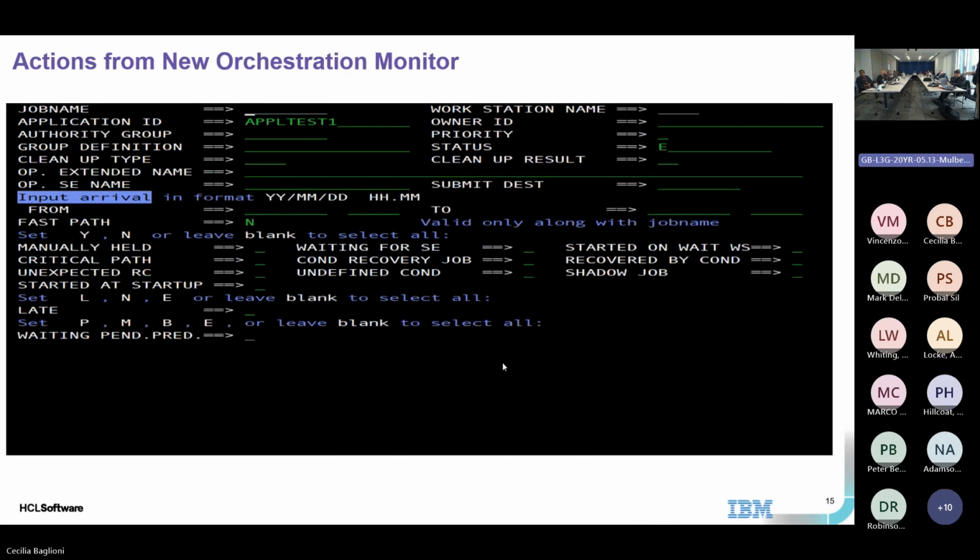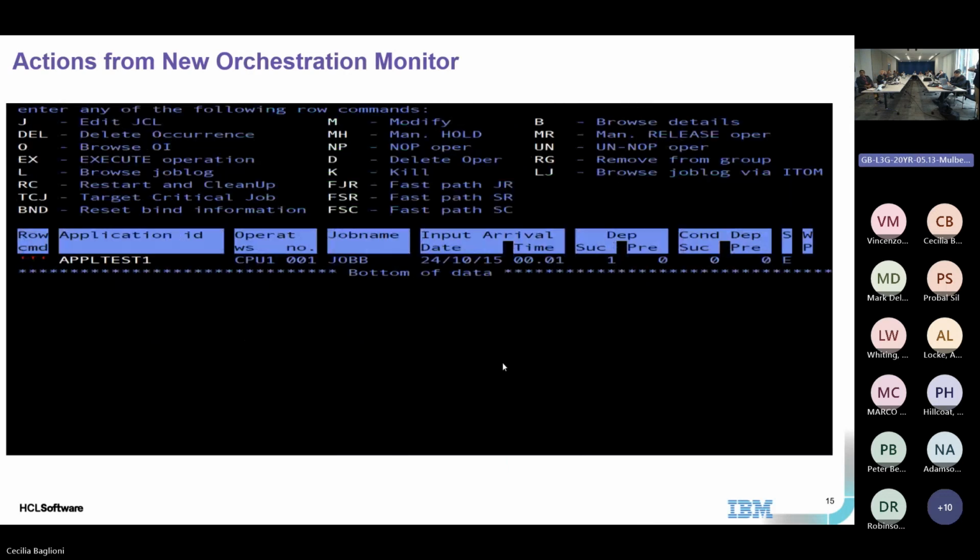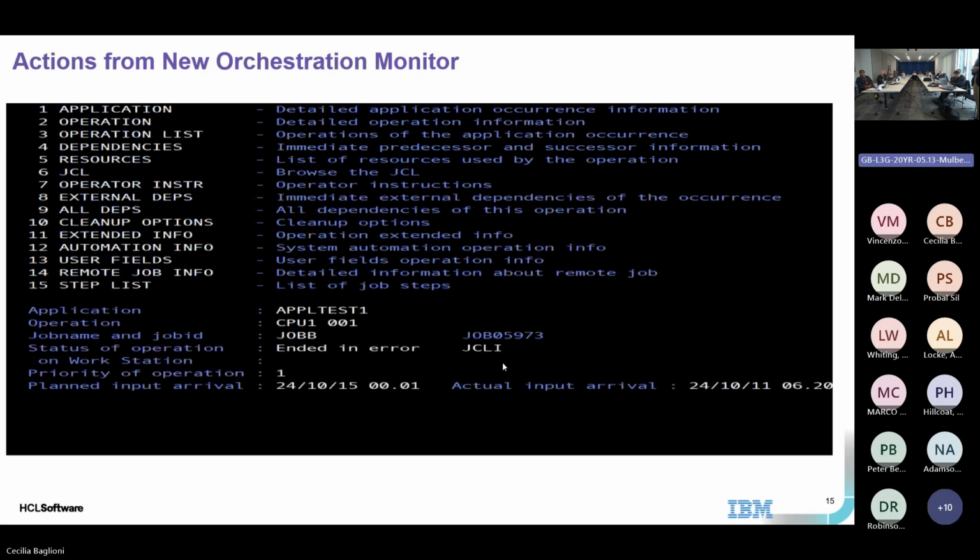So we are on the ISPF panel. We have the job stream APPL test 1 and job PP. We can see that this job is in error status, but isn't held. Okay.